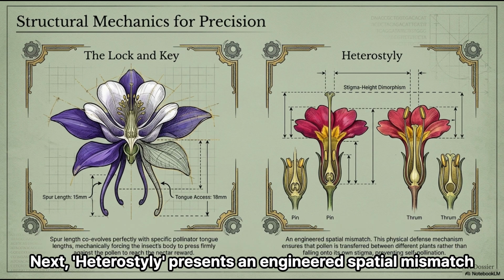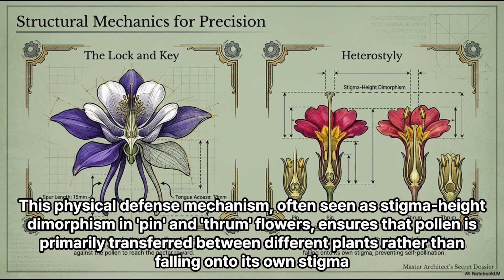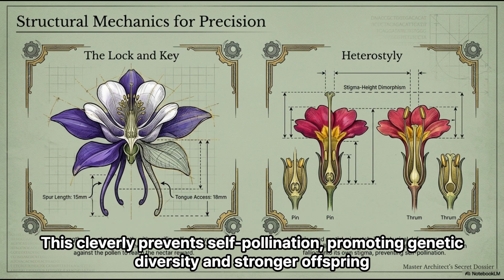Next, heterostyly presents an engineered spatial mismatch. This physical defense mechanism, often seen as stigma height dimorphism in pin and thrum flowers, ensures that pollen is primarily transferred between different plants rather than falling onto its own stigma. This cleverly prevents self-pollination, promoting genetic diversity and stronger offspring.